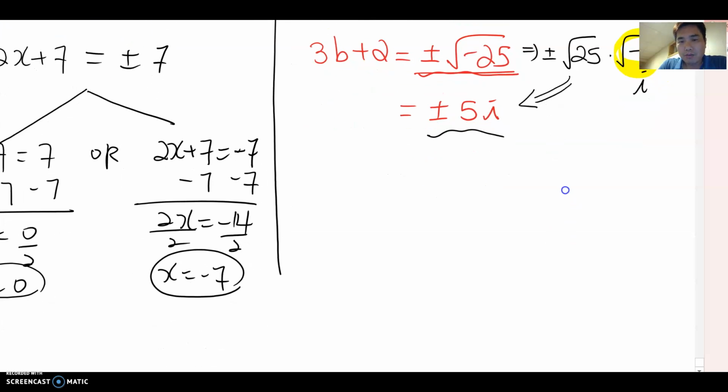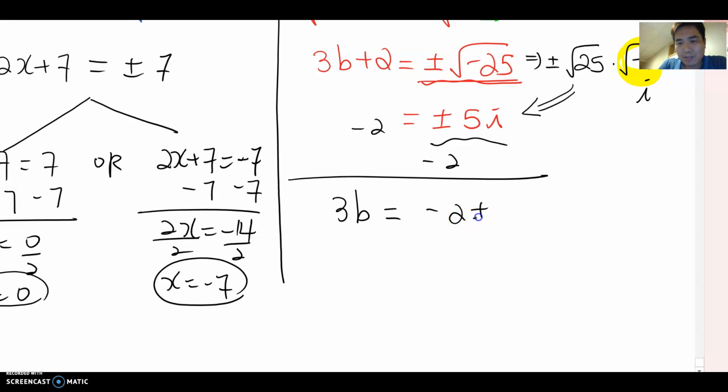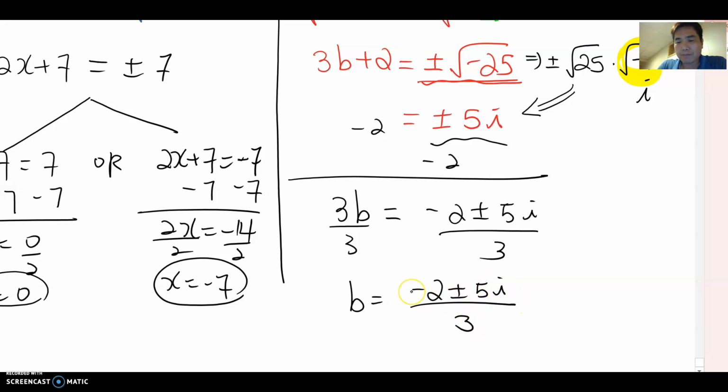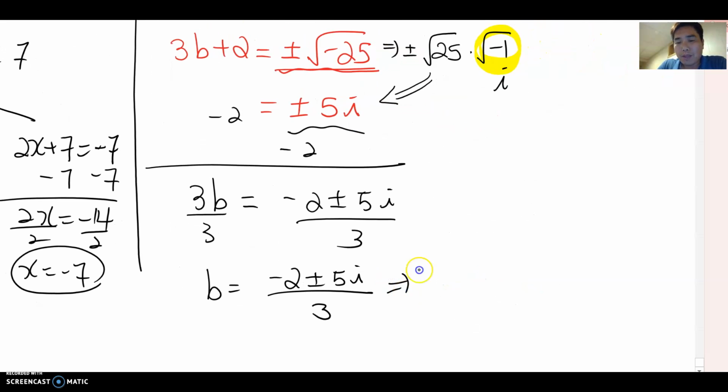Now you can just subtract 2 first. Then this becomes 3b equal to negative 2 plus and minus 5i, and divide by 3. Then b equals negative 2 plus and minus 5i over 3. That's the answer. Or you can write it in complex number form. Then b equals negative 2 over 3 plus and minus 5 over 3 i.